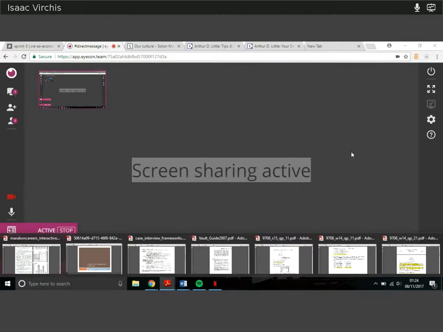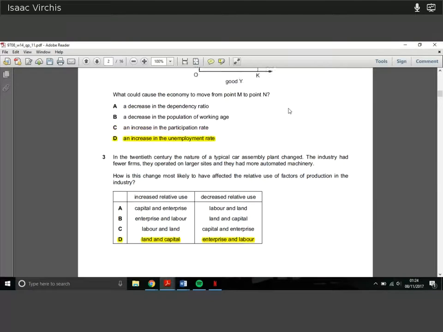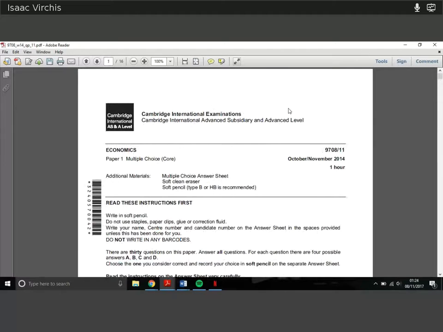I'm going to be doing the Economics Masterclass, going through the paper. Let me just get to the front page of the paper. October/November 2014, paper code 9708-11.